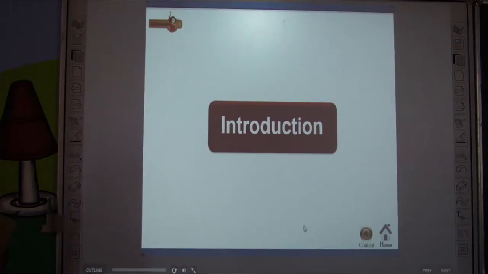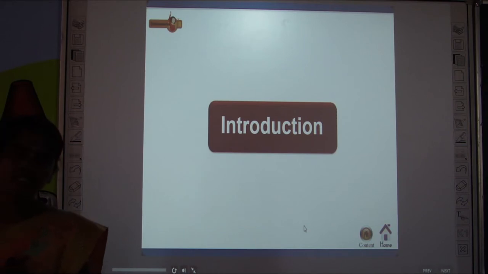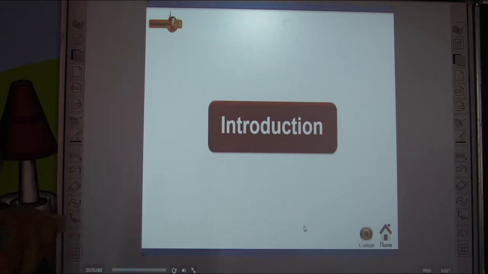So what is the name of the chapter? It is light. First of all, what is meant by light? Light is a form of energy. What is the use of light? It enables us to see the things around us. With the help of light we can see the things around us. So that is called light. Light is nothing but a form of energy.